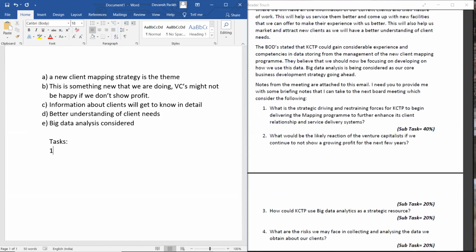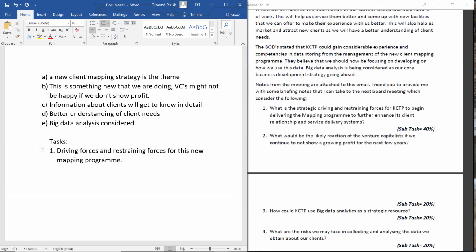Out of that, I have identified that the first task clearly mentioned over here is what is the strategic driving and restraining forces for KCTP to begin delivering the mapping program to further enhance its client relationship. So they're asking me driving forces and restraining forces of this new mapping program. So I'll write this down very clearly: driving forces and restraining forces for this new mapping program.